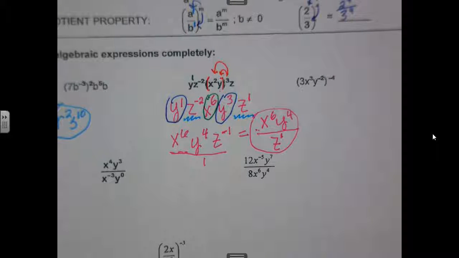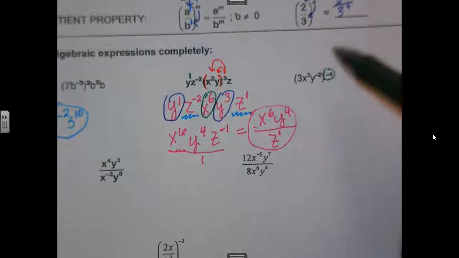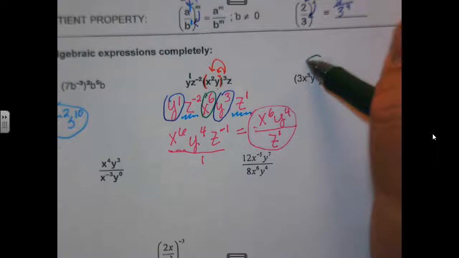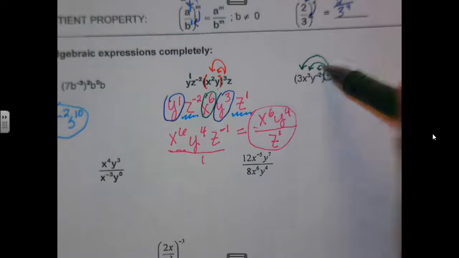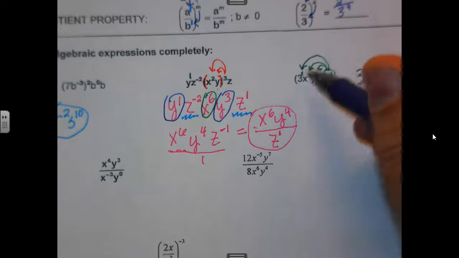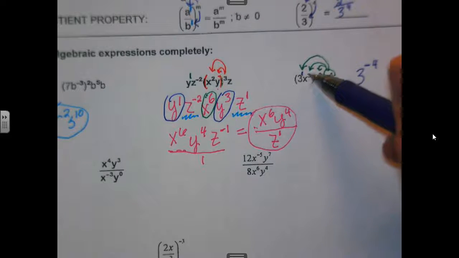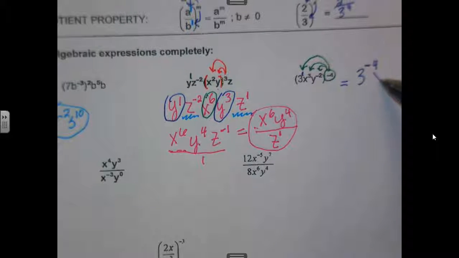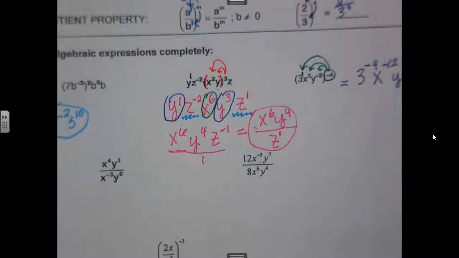Okay, let's do the next one. Negative 4 outside the parentheses, which means I'm going to have to multiply to each one of my exponents. So I get 3 to the 1 times negative 4, which is negative 4. X to the 3 times negative 4 is x to the negative 12. Y to the negative 2 times negative 4 is y to the 8th.